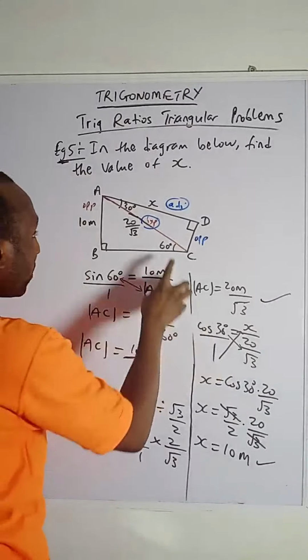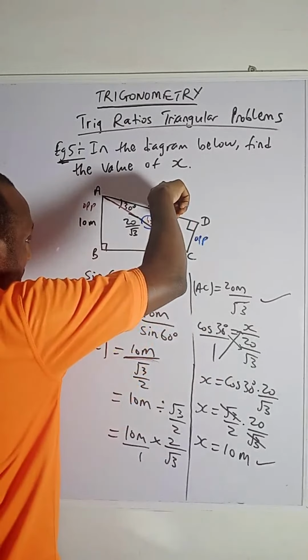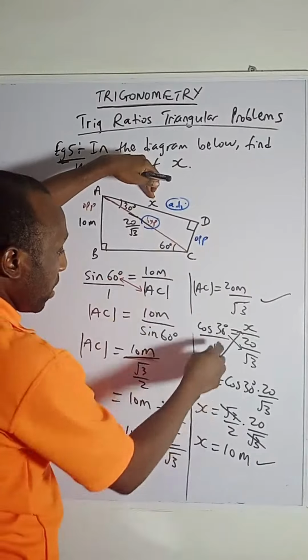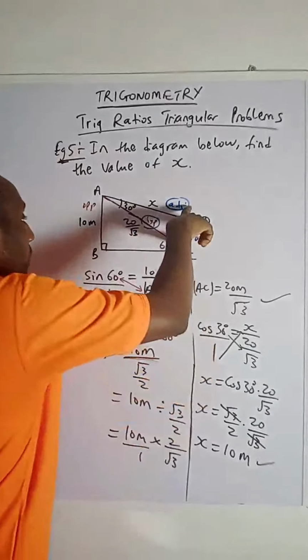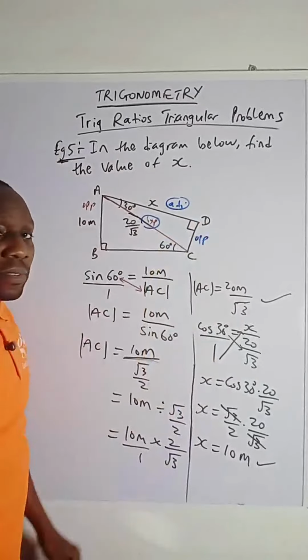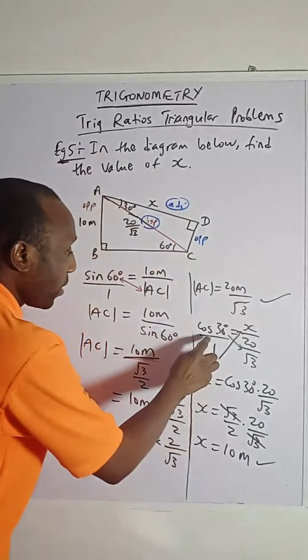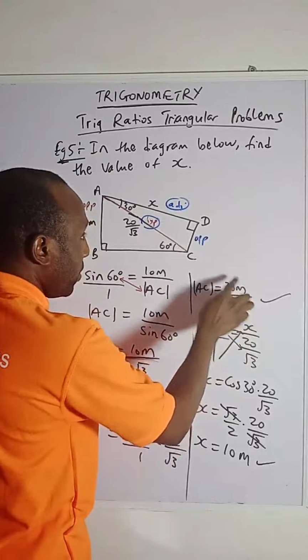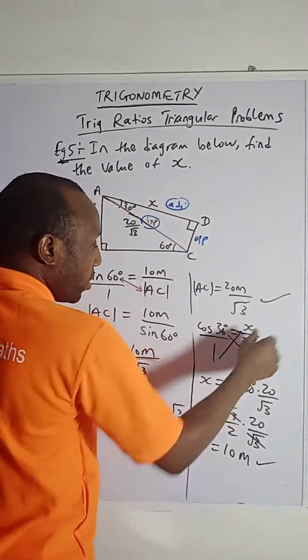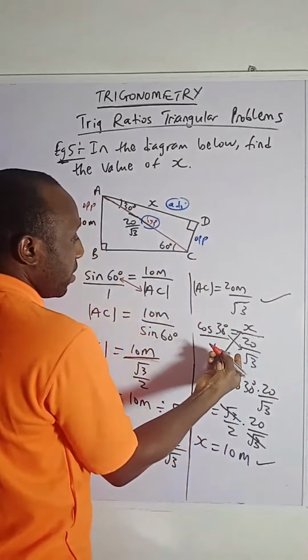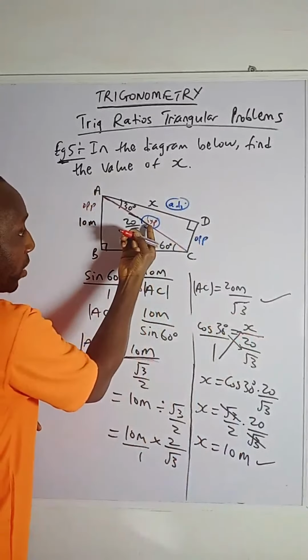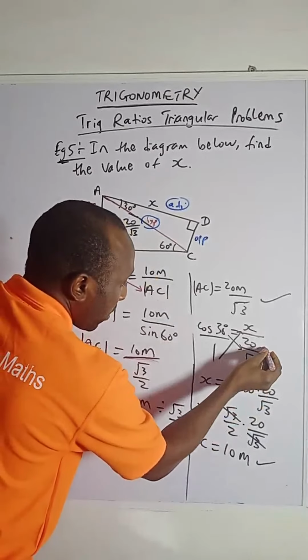To get this x, we had to use cos because we're dealing with adjacent and what? Hypotenuse. And cos is what? The adjacent, which is x, which is why I wrote this x here, divided by the hypotenuse, which is 20 over root 3, as you can see here.